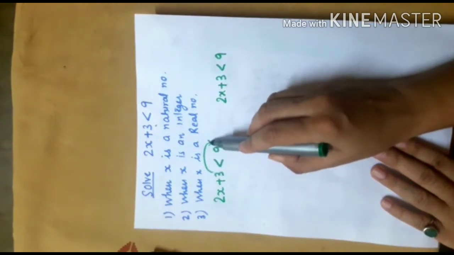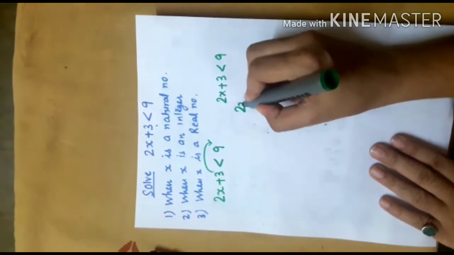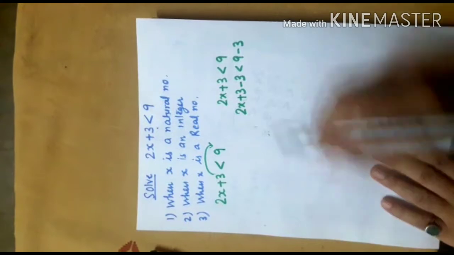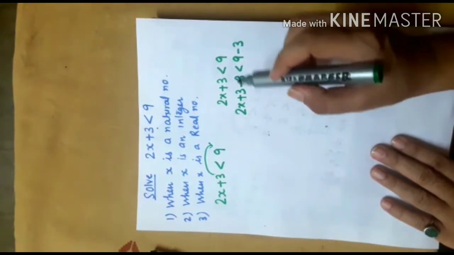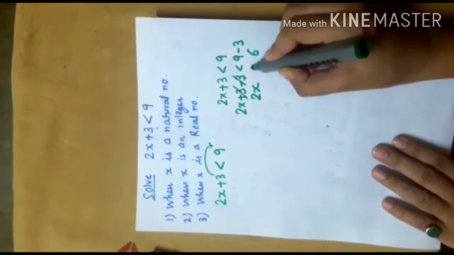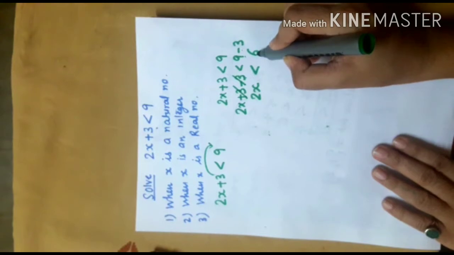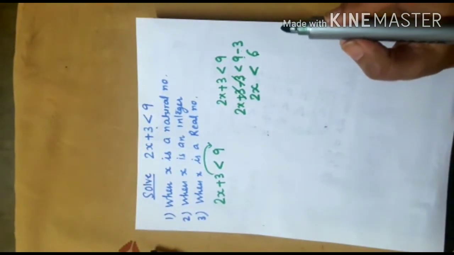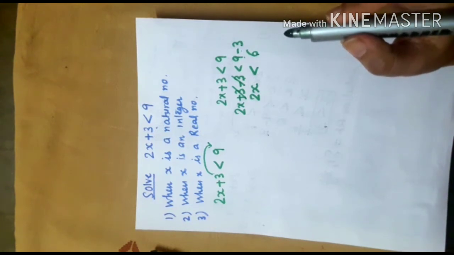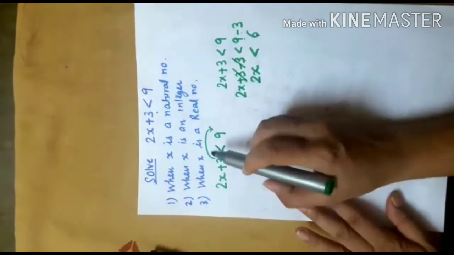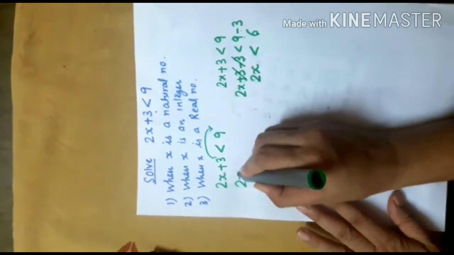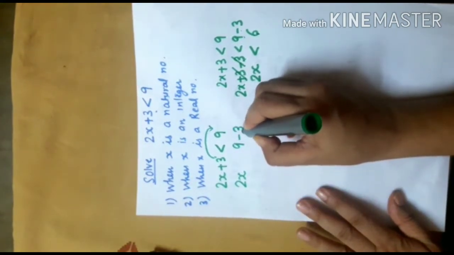Transposing 3 to the other side is the same as subtracting 3 from both sides, because when I subtract 3 from both sides, this 3 and minus 3 will get cancelled out, leaving 2x, and here I'll get 9 minus 3, which is 6. And we know that when we subtract the same number from both sides of an inequality, the sign of inequality does not change. So yes, I can shift this 3 to the other side and I'll get 2x and 9 minus 3.